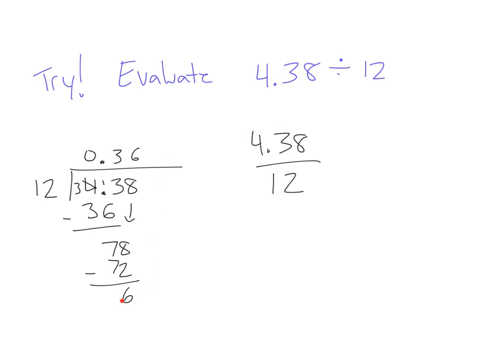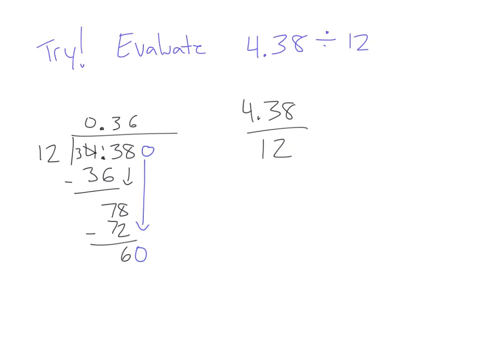All right, now what do I do? I got nothing else to bring down, so I just have a remainder, correct? Wrong. We are done with remainders. We're going to add a 0 and pull it down, and then ask, hey, does 12 go into 60? Yeah, it actually goes in there perfectly 5 times, and so you get 60 and 60 subtract 0. So what is our answer? Our answer is our quotient on top, 0.365.